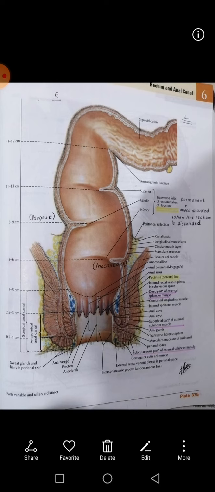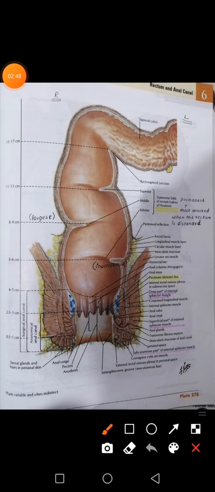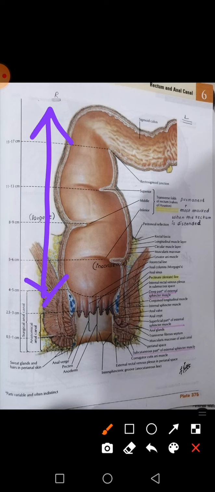The length is very important, and the length is about 12 centimeters. This is a very important value to kind of get a hang of. So let's take it from here till this point, and this is about 12 centimeters, and this is the length of the rectum. It's a very important value.